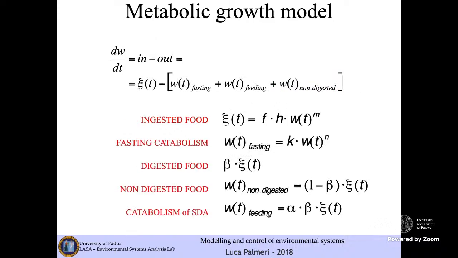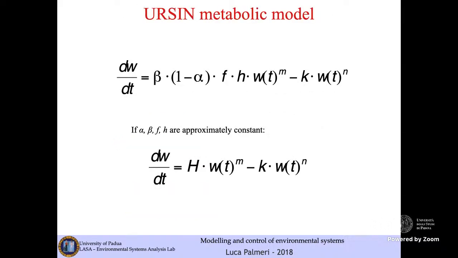We put all these together, and with some very easy algebraic calculation, we obtain this model, that is the Ursin metabolic model. The Ursin metabolic model says that the variation in time of the weight of a fish is equal to this parameter, beta, alpha, and so on, f, multiplied by two powers of the weight of the fish itself. So you see this is a non-linear first order model: first order because we have a first order derivative, non-linear because we have a dependency on the power of a state variable w.